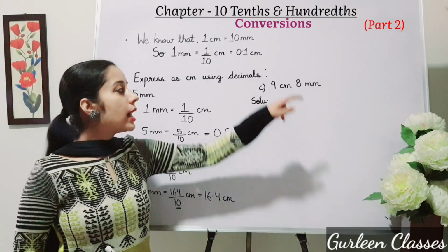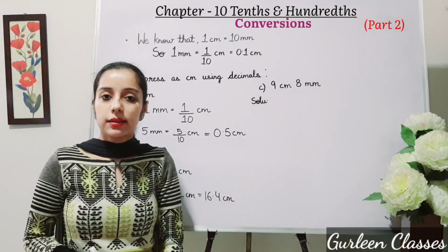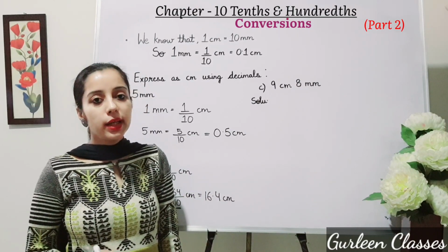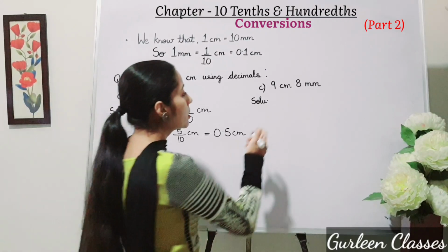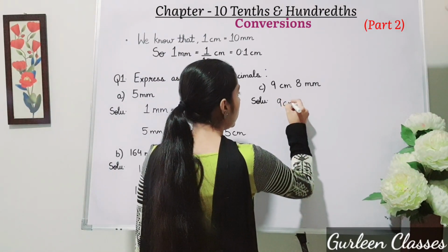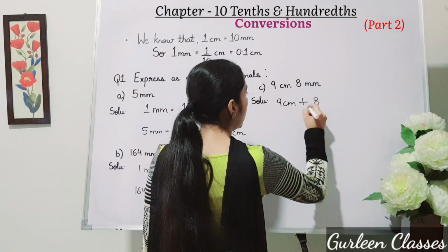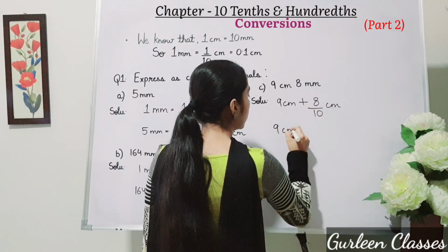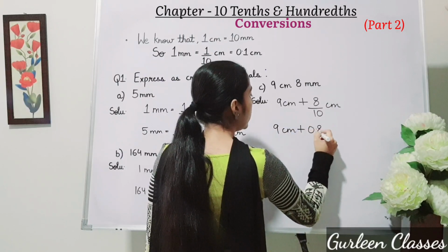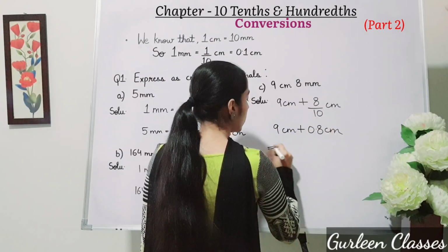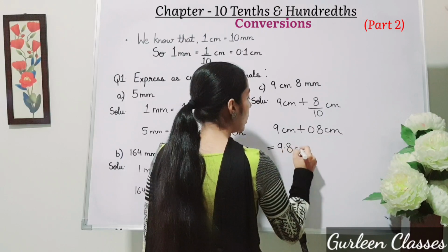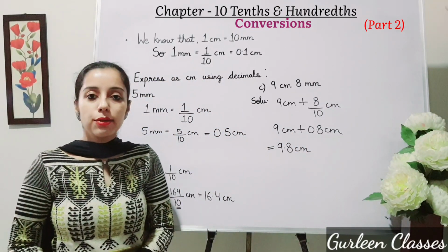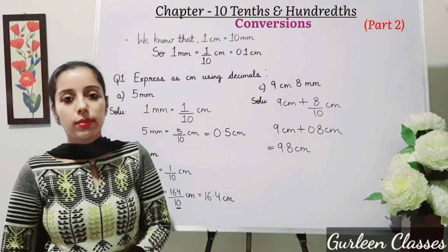C, 9 centimeter 8 millimeter. Centimeter will remain the same. We will convert millimeter into centimeter. So 9 centimeter plus 8 upon 10 centimeter, that is 9 centimeter plus 0.8 centimeter. So the answer is 9.8 centimeter. I hope students now you are able to convert millimeter into centimeter.